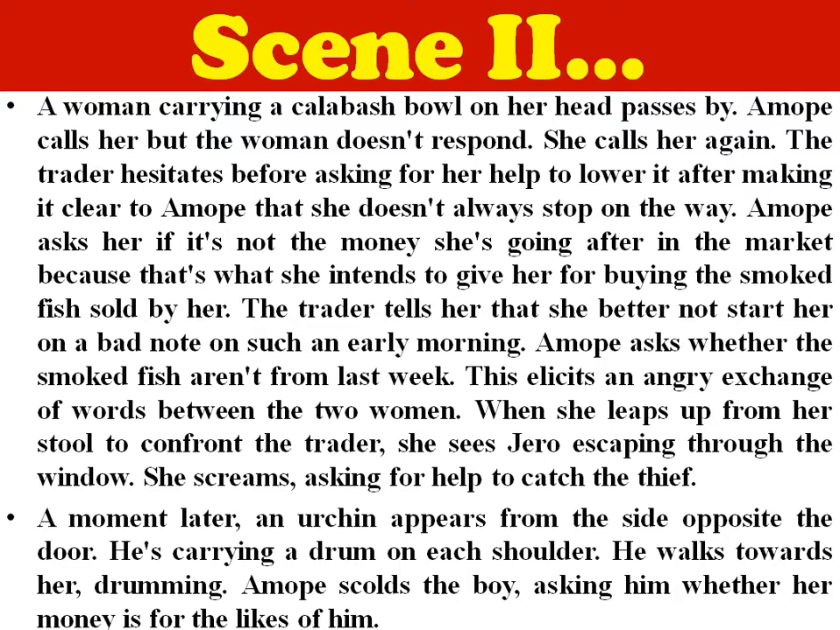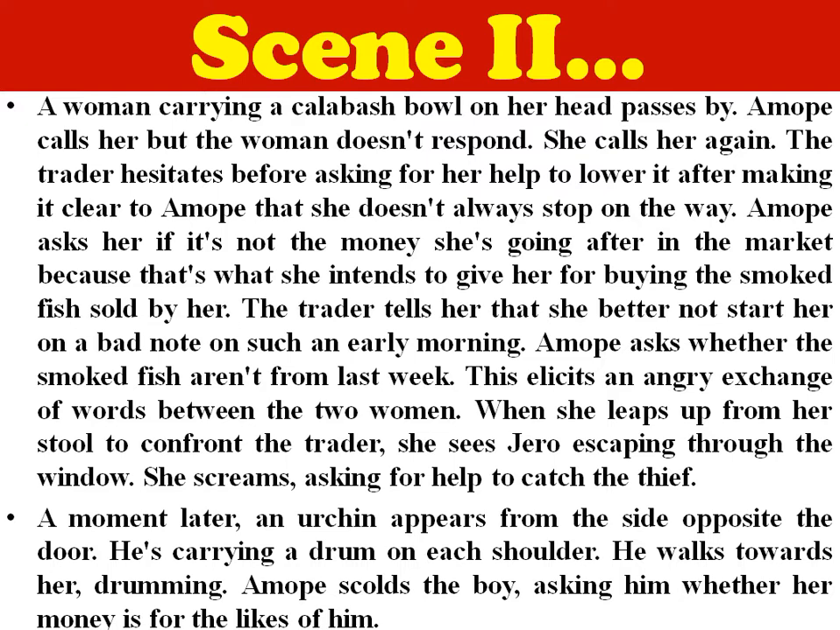Then from there, in the continuation of scene 2, a fish seller selling smoked fish was passing, and Amokwe asked for the price of the fish and wanted to buy. The woman refused to stop because she was going to market. She doesn't want anybody to talk to her in a way that will bring bad luck to her. But later on, she put down the load with the help of Amokwe, and then Amokwe began to ask her whether the fish were of this week or last week. That infuriated the woman, and another argument ensued between Amokwe and the fish seller. In that process, Brother Jero escaped to the church.